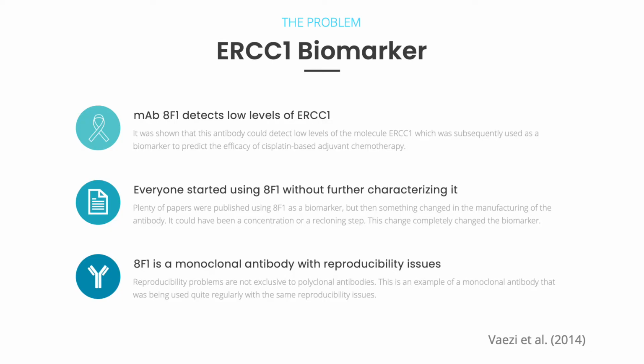So for my last example, before going into a little bit more on the solution, let's take a quick look at ERCC1. So ERCC1 was used as a biomarker in the treatment of cancer. This antibody, 8F1, was used to detect low levels of ERCC1, which could predict the efficacy of cisplatin-based adjuvant chemotherapy in lung cancer. So for a while, everyone was using 8F1, plenty of papers were published, and honestly, everything was going quite well.